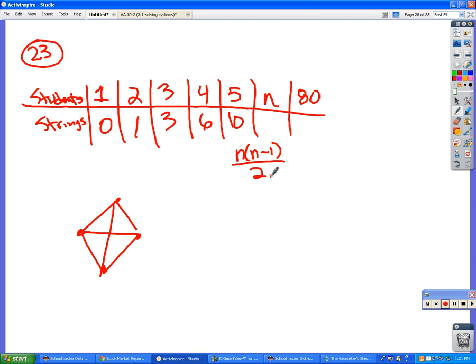Okay? And so if I want to know how many pieces of string I would need for 80 students, plug it in for n. So 80 times 79 divided by 2 comes out to be 3,160 pieces of string. Okay?